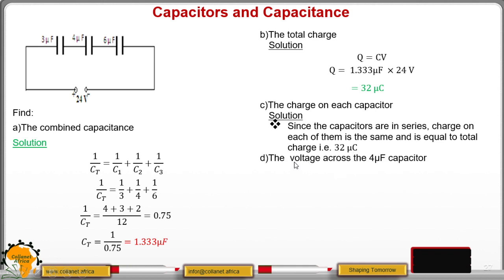Then after that, we're supposed to get the voltage across the 4 microfarad capacitor. We just need to use this formula. V is equal to Q over C, but our Q is what? Our Q is 32 microcoulombs. Our C is 4, so you just divide, you get that the voltage across this one is 8 volts.